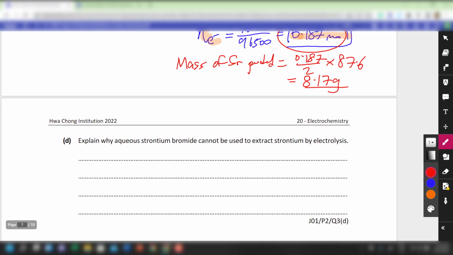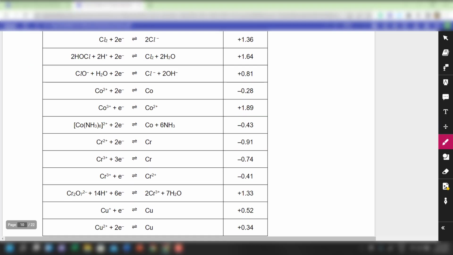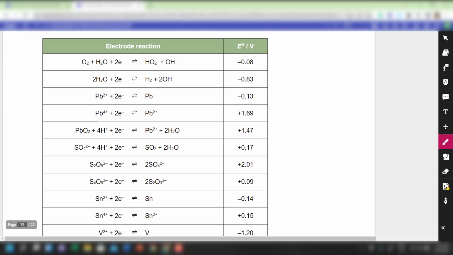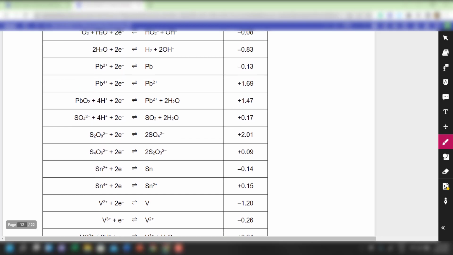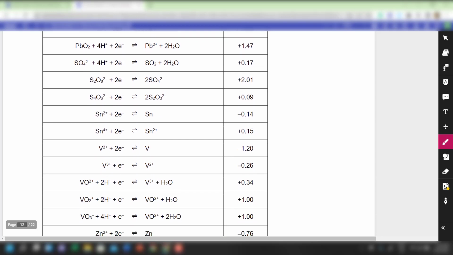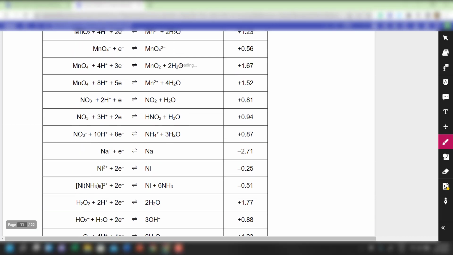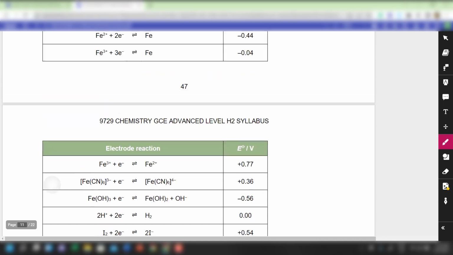We are asked to explain why aqueous strontium bromide cannot be used to extract strontium by electrolysis. To answer this, we have to take a peek at the standard reduction potential values. If you take a look at the standard reduction potential values, you notice that the reduction potential value of strontium is not found. So does that mean that we can't do this question? No, we can use the values of calcium and barium as an approximation.